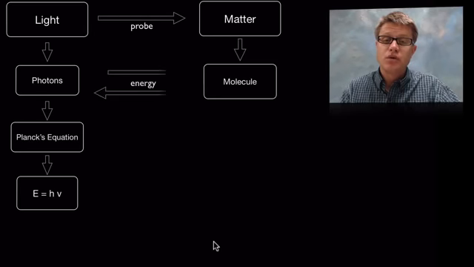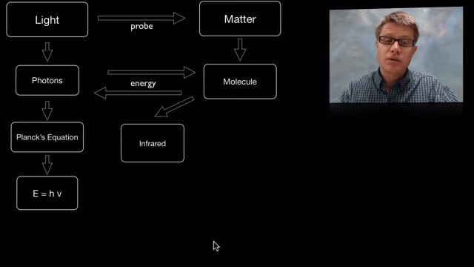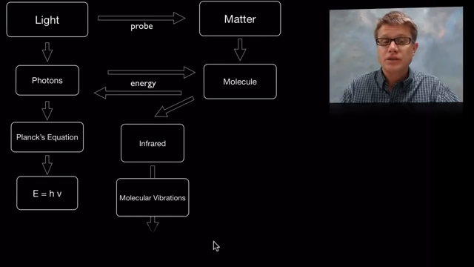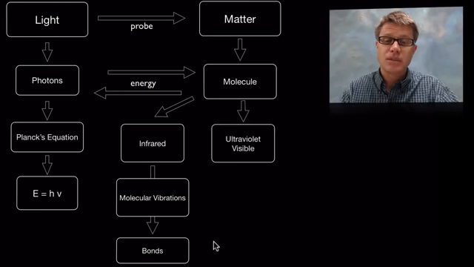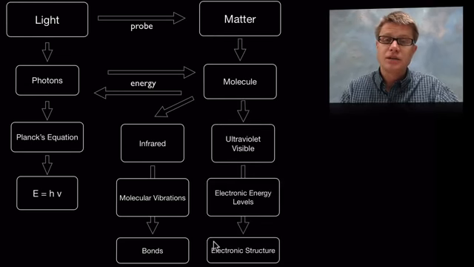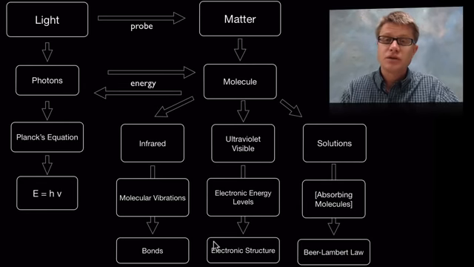We can use it to probe matter, and that's because molecules are picking up or letting go of these photons. And then remember the three major things. Infrared light allows us to look at the vibrations of molecules and tells us a lot about what their bonds are. Ultraviolet and visible light tell us more about their electronic structure, where the electrons are. And then in solutions, those absorbing materials will pick up some of that light, and so we can use Beer-Lambert's law to make predictions on the concentration based on the absorbance level.